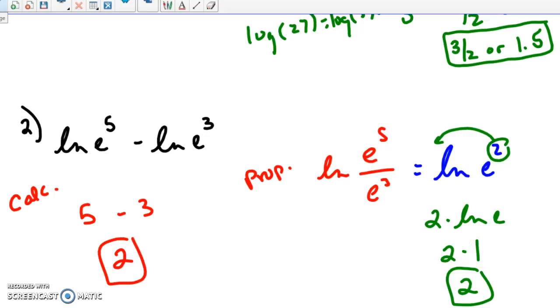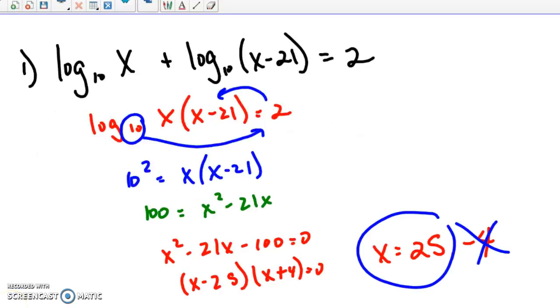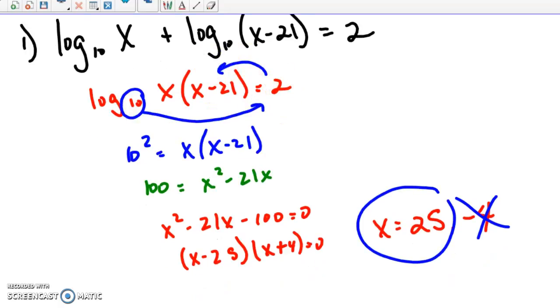Okay, one last one, and this will kind of just practice the homework that you just had, and it's solving the equation. So this is a log equation because we just have the logs on one side. Before we change it to exponential, we need to condense those to a single log. Since the two logs are being added, we condense them together using multiplication. Now that I have a single log on one side, we need to change to exponential form. So we start with the base number of 10 to the 2nd power equals x times x minus 21.